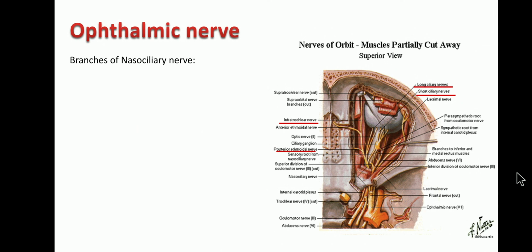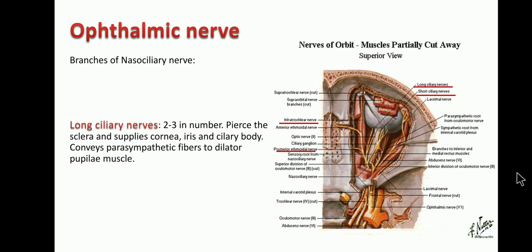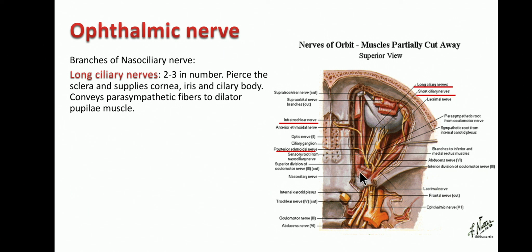The next branch of the nasociliary nerve we are going to discuss is the long ciliary nerves. You are able to see the long ciliary nerves. They are usually 2 to 3 in number. They pierce the sclera and mainly supply the cornea, ciliary body and the iris. They are mainly seen traveling above the optic nerve. So they are sensory to the cornea, iris and the ciliary body.